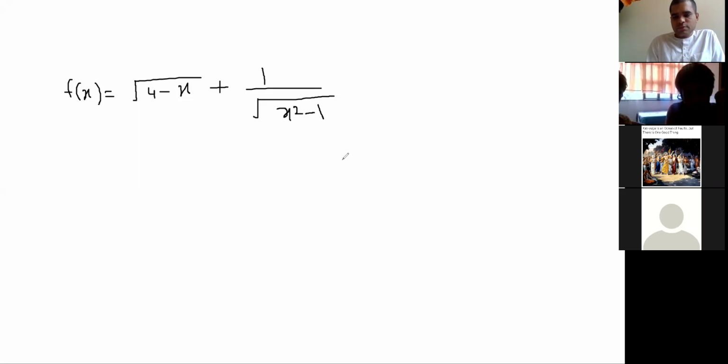How will you find the domain of this function? Anybody? 0 to positive infinity. How have you calculated 0 to positive infinity? Because it is in a root, Prabhuji, so it can only be a positive number. Yes, non-negative. But that is a range.